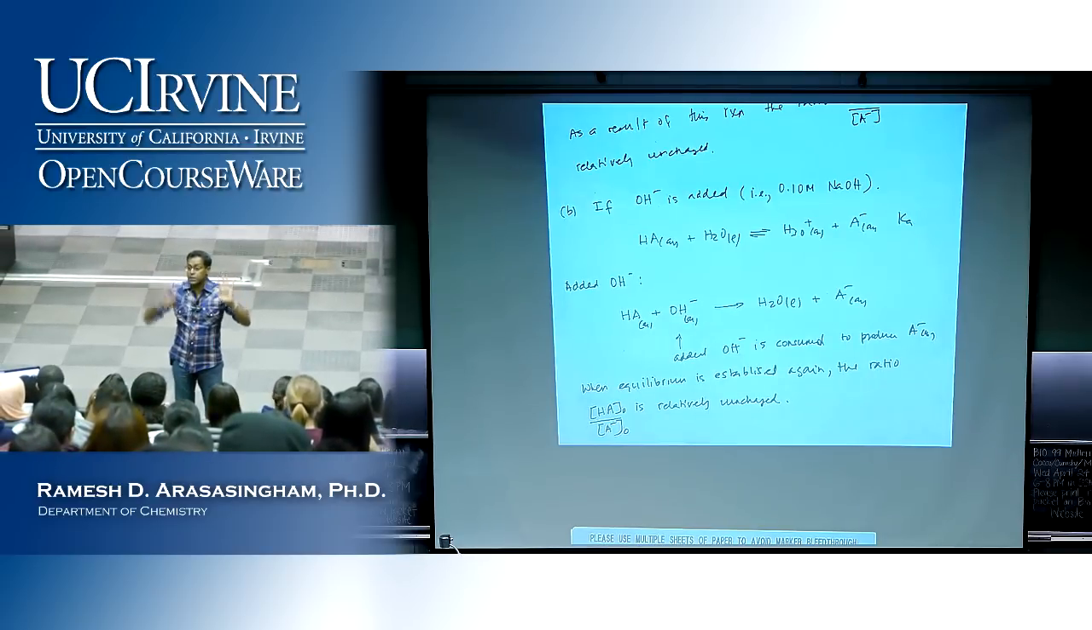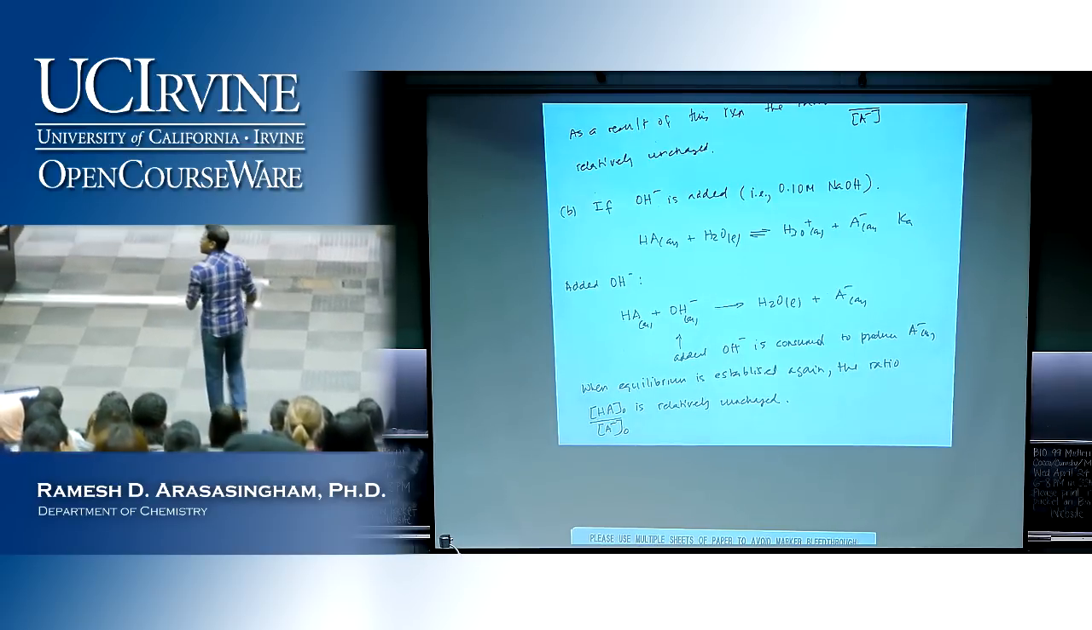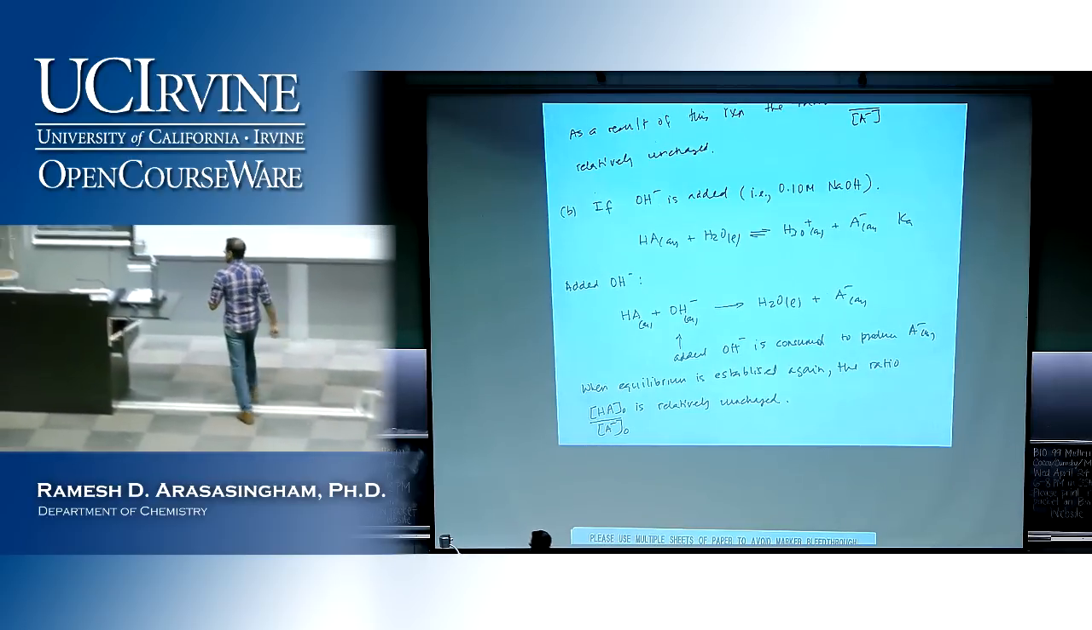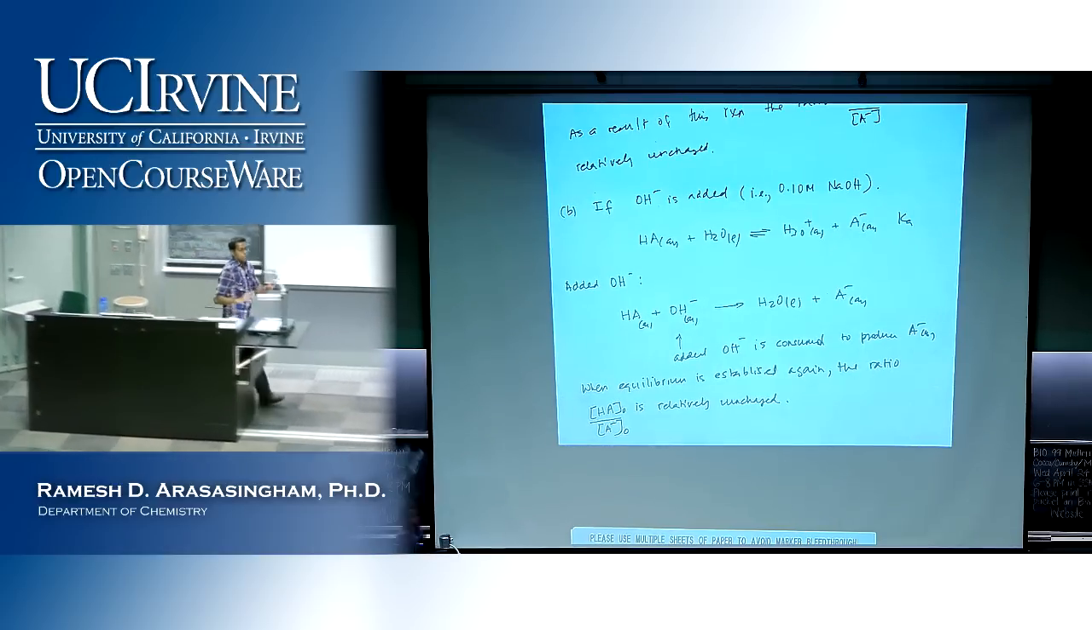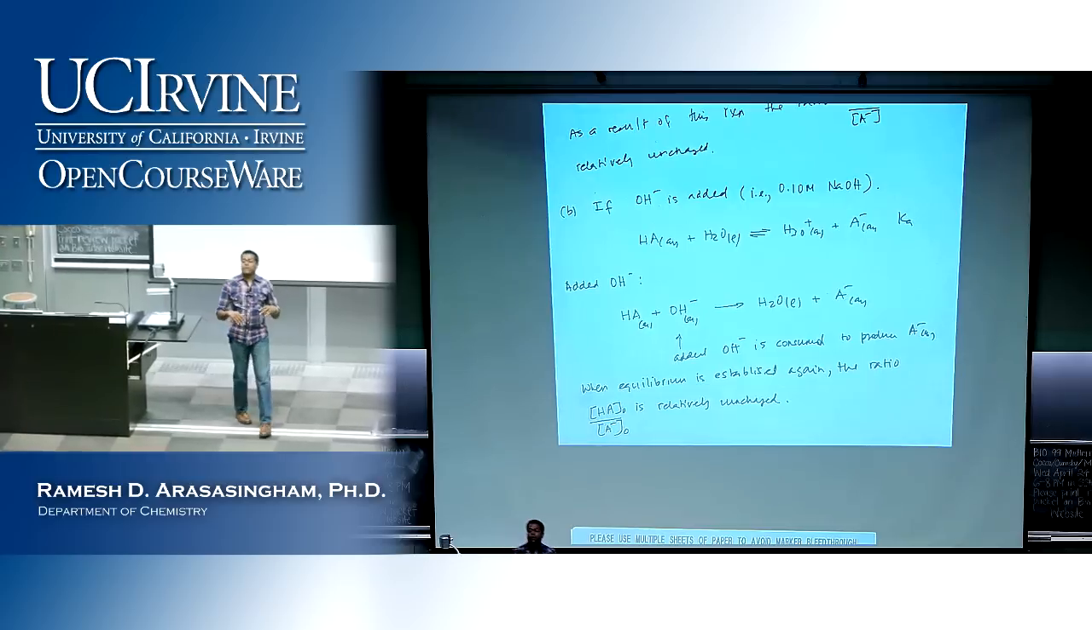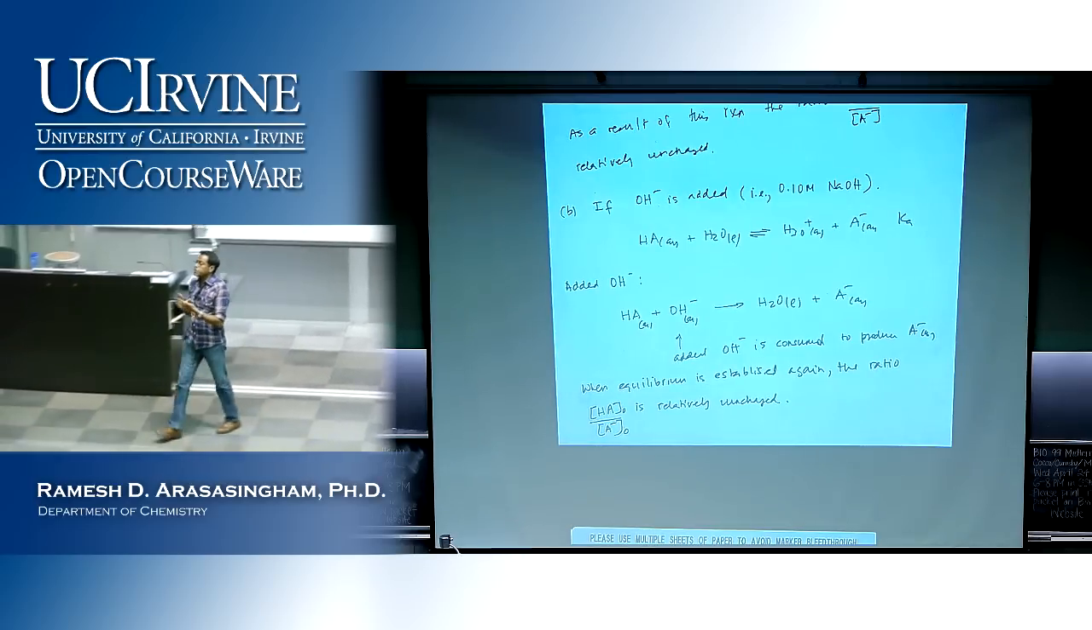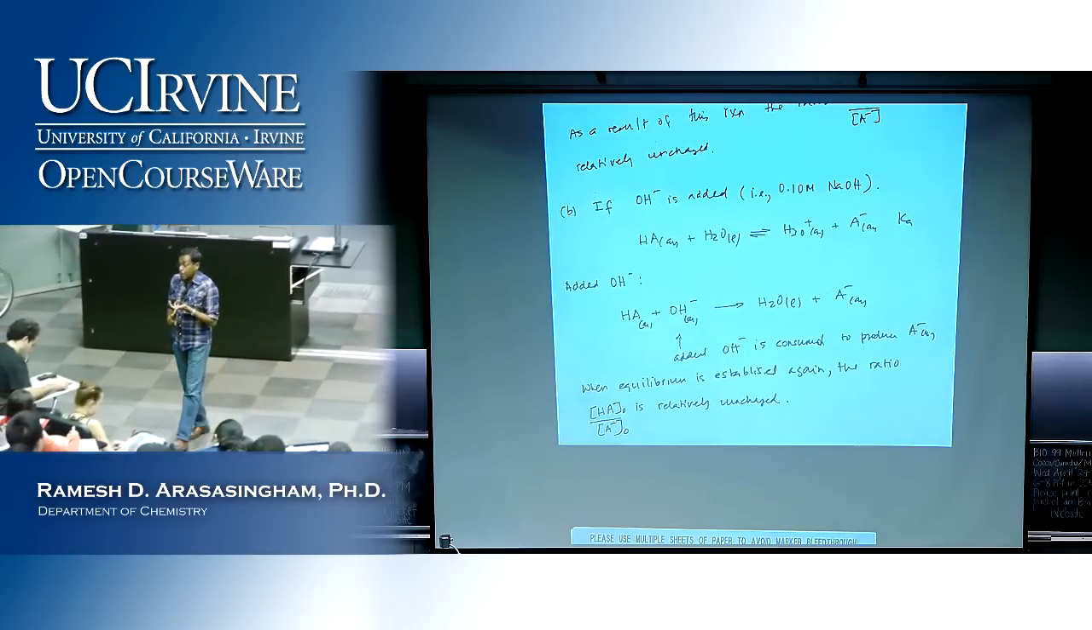That ratio has to be a constant. Is that clear to everybody? And so that's what happens, and that's how buffers behave. So now, what I need you to be able to do is, whenever you're given a problem, figure out: is this a buffer or not?